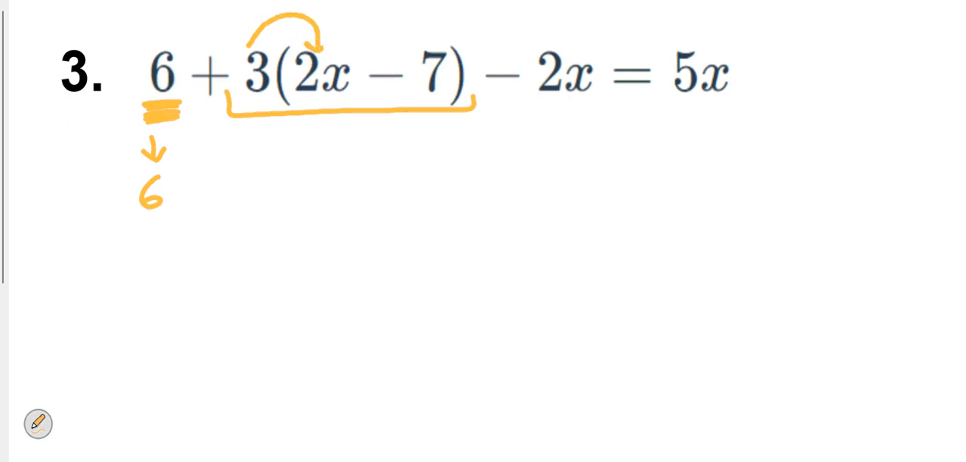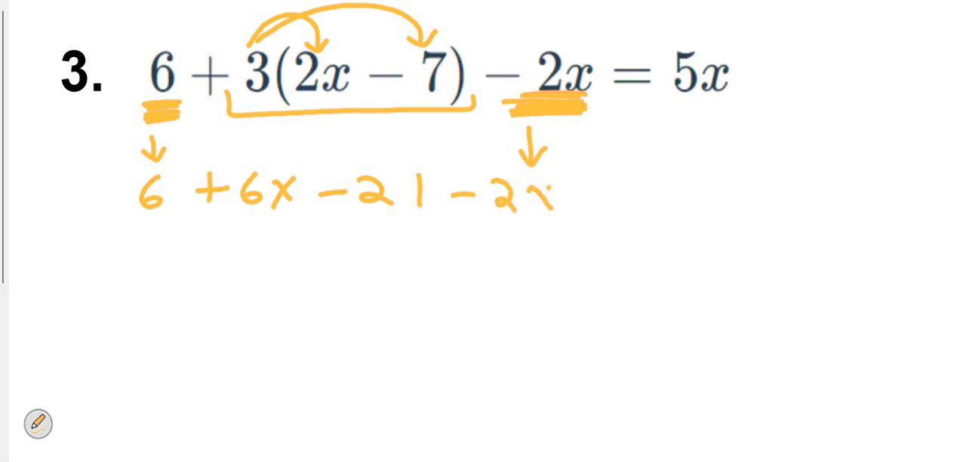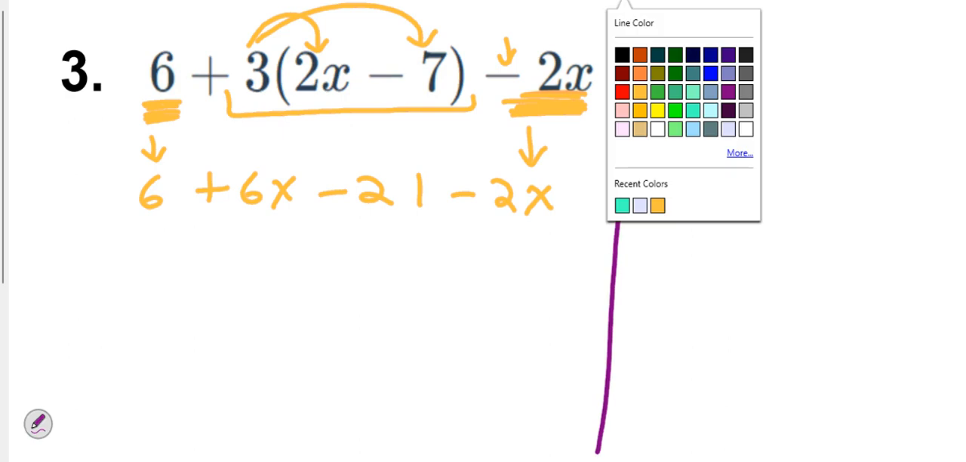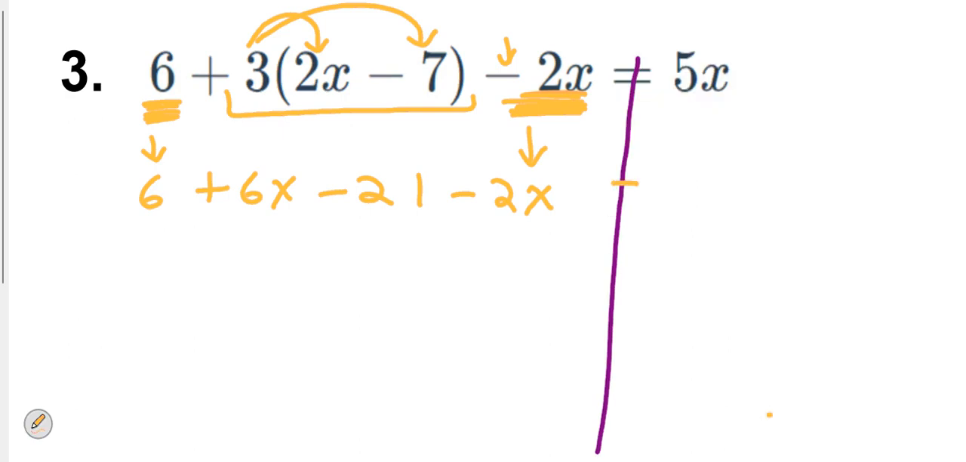3 times 2x, that's a 6x. 3 times negative 7, that's a negative 21. See this minus 2x? It's by itself. We're just going to bring it down. We're going to remember when we bring it down to bring down that minus sign. All right, we never did draw. Let's draw our line. I have a feeling we might need it. All right, we're going to bring our equal. And then our 5x just sitting there being very patient.